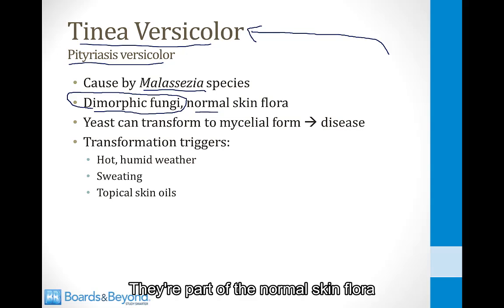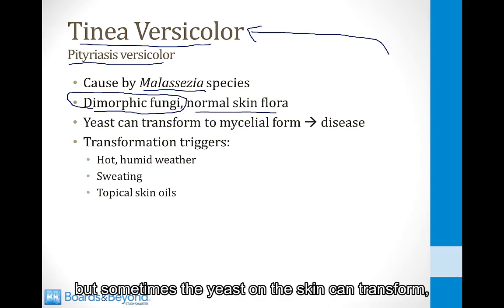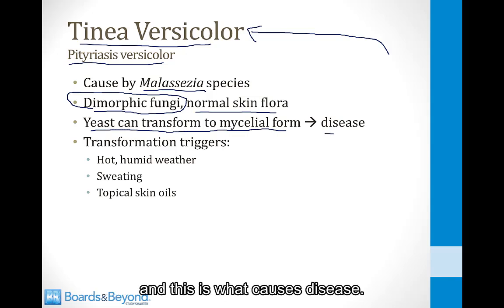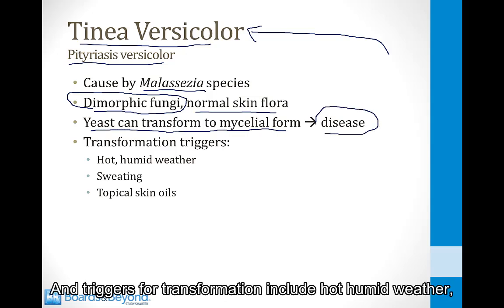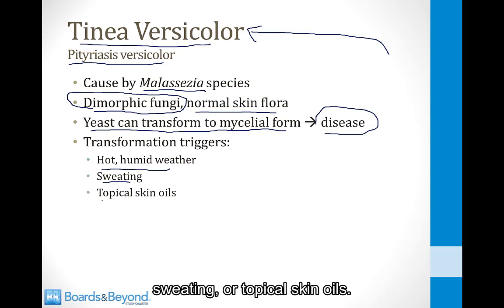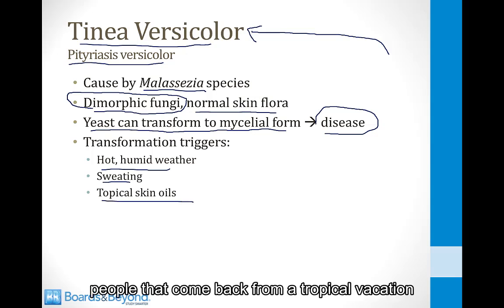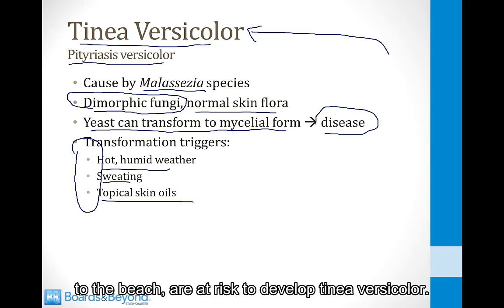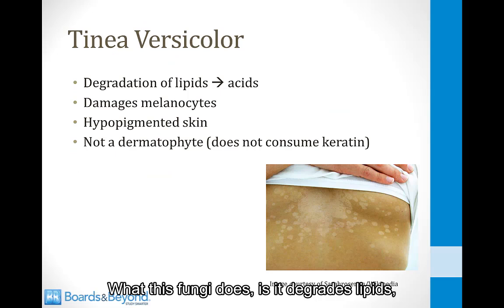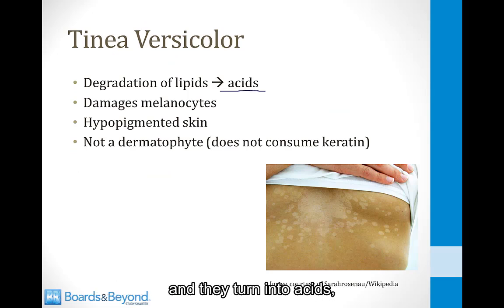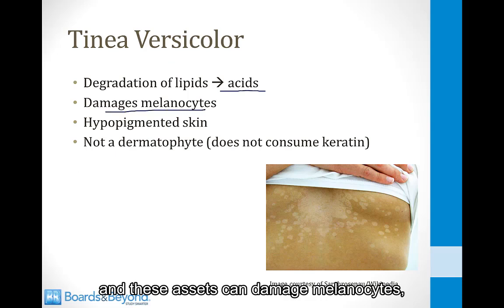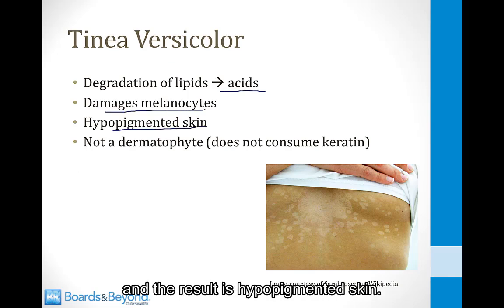They're part of the normal skin flora, but sometimes the yeast on the skin can transform into the hyphae mycelial form, and this is what causes disease. And triggers for transformation include hot, humid weather, sweating, or topical skin oils. So as you can imagine, people that come back from a tropical vacation to the beach are at risk to develop tinea versicolor. What this fungi does is it degrades lipids, and they turn into acids, and these acids can damage melanocytes, and the result is hypopigmented skin.